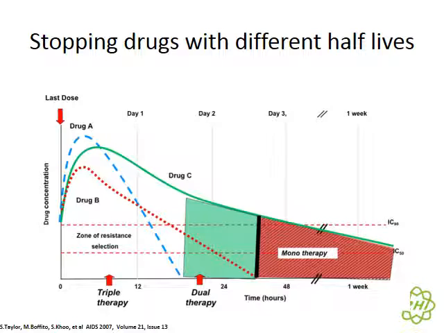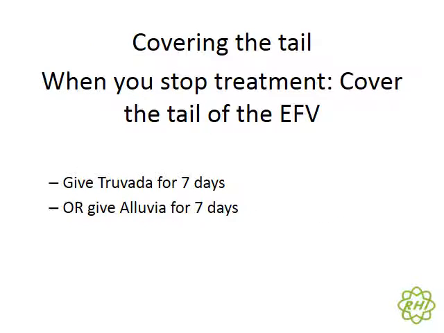This concept becomes extremely important when you decide to stop somebody's ARVs, particularly in scenarios of drug-induced liver injury. You have a patient who has developed jaundice, who might be quite sick, so we have to stop all their ARVs, and then we have this concept of what we call covering the tail. When you stop treatment, you've got to cover the tail of the efavirenz, which stays in the bloodstream for a week longer than the other drugs.